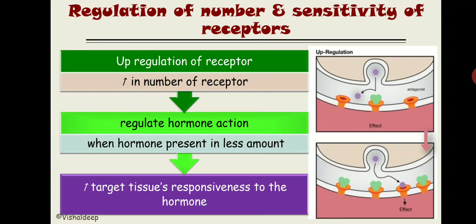So there are two types of regulation of receptors present in our body. One is down regulation, another one is up regulation. Now this is all about the receptors and their basic signaling.